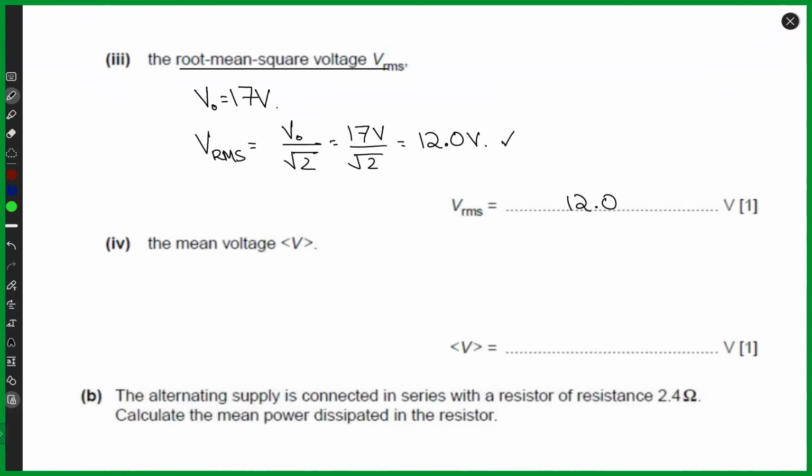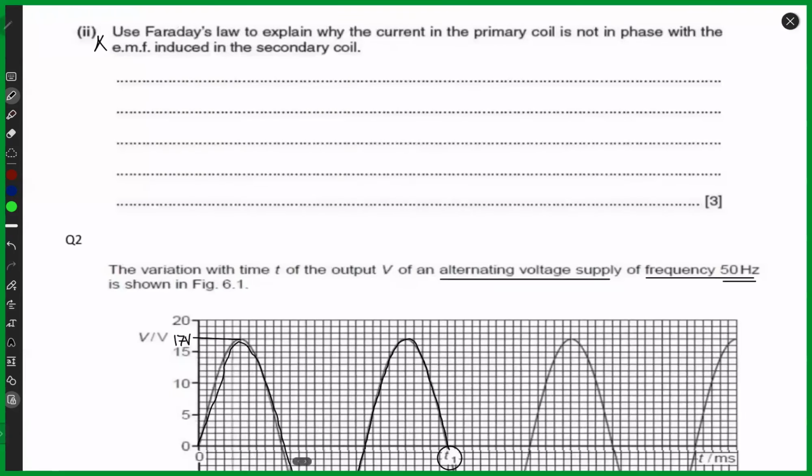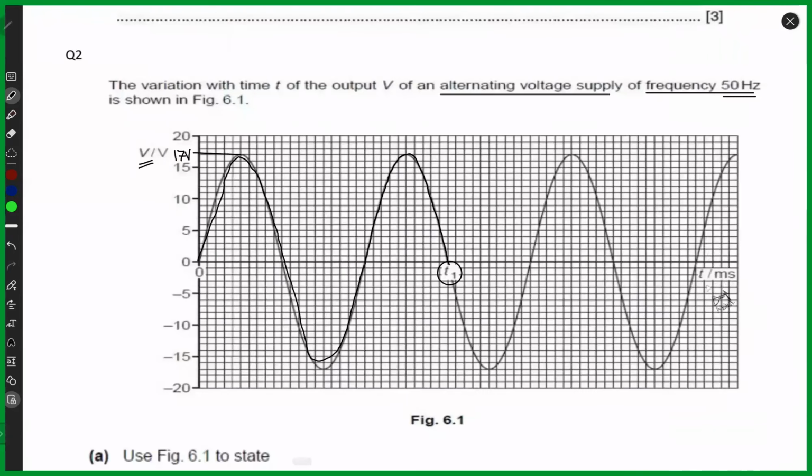Okay. So next, the mean voltage, this thing. If I look back at the graph, what do you expect? This is voltage and this is time. For this graph, what would you expect the mean voltage to be?